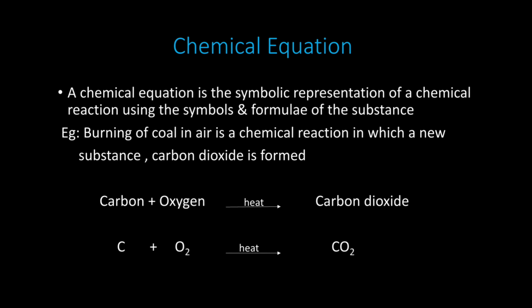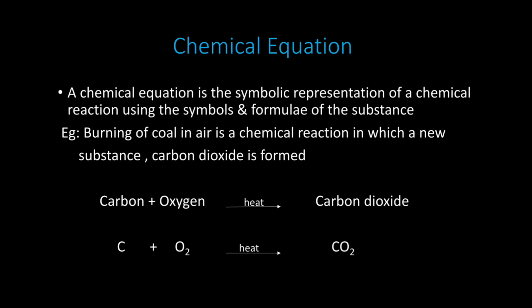So what is a chemical equation? Is it the same as a chemical reaction? Let us see. A chemical equation is the symbolic representation of a chemical reaction using the symbols and formulae of the substances. For example, the burning of coal in air is a chemical reaction in which a new substance, carbon dioxide, is formed. They are saying a chemical reaction is happening in a very long descriptive way, right? If you want to say this in a very short form, we use a chemical equation. A chemical equation is the shortest form of representation of a chemical reaction.